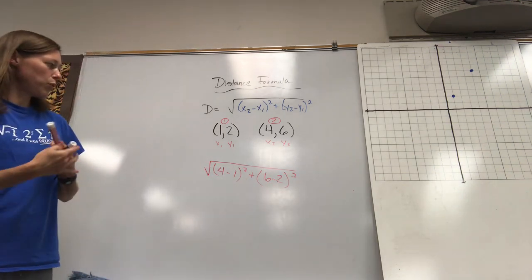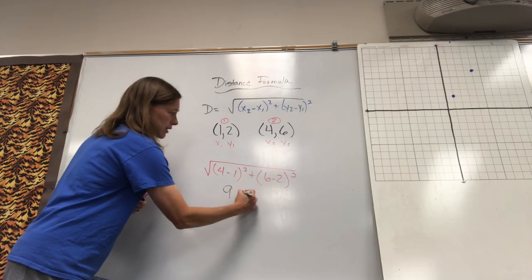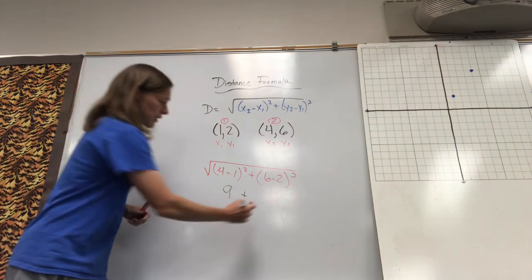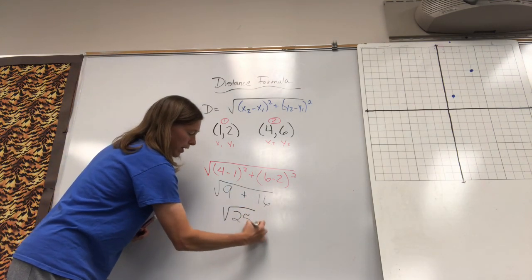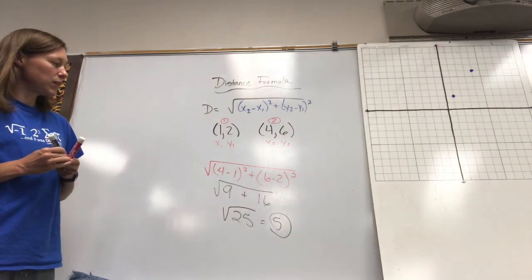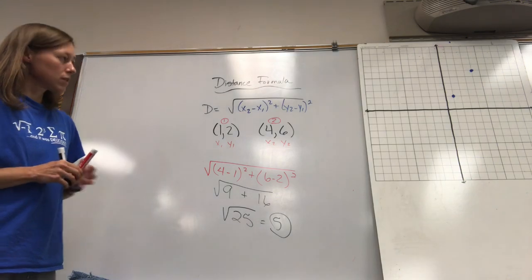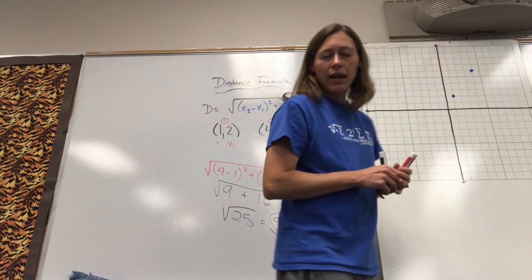All right, so 4 minus 1, 3 squared is 9, and 6 minus 2, 4 squared is 16. Okay, we take the square root of 9 plus 16, or the square root of 25, and that's 5. Okay, so that means that the distance between those 2 points, these 2 points up here, is 5. Okay, and I'm going to show you one more way to do this.